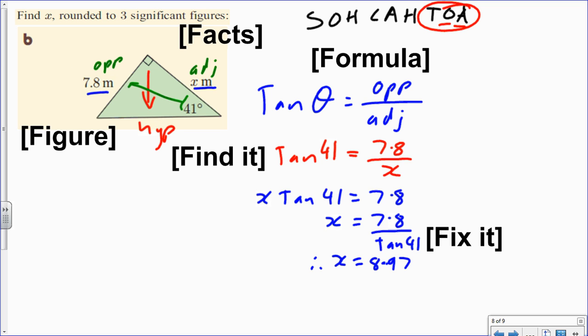So now we're up to the last step here, which is to fix it. We go up the top here, and we notice our units are in meters. So we need to make sure we include meters. So x there is going to be 8.97 meters. So that is the way, using the 5 F's, that we go through and solve each of those questions.